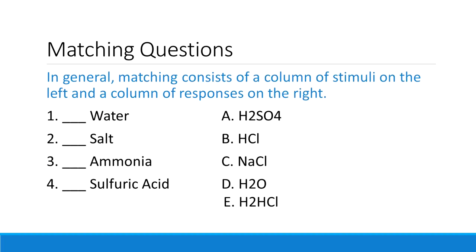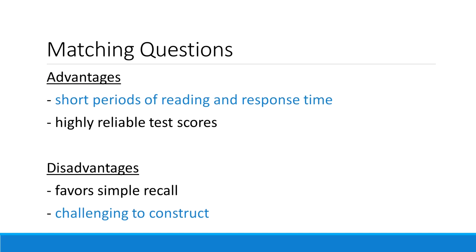Matching questions. Matching questions have two columns. The column on the left is called the stimuli, and then on the right you have the responses. There's usually one more response than there is stimuli, so that it limits the student's ability to just match and guess. So what are the advantages and disadvantages of a matching question?